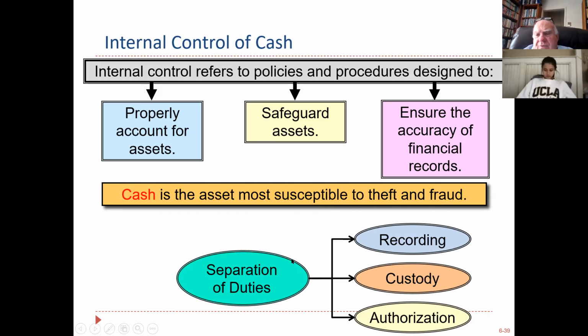And the one important duty you can have here, Kaylee, is to separate the duties. In other words, the person who records the cash into the system should not be the one who physically handles the money and perhaps takes it to the bank. And the person authorizing things should be a third party.